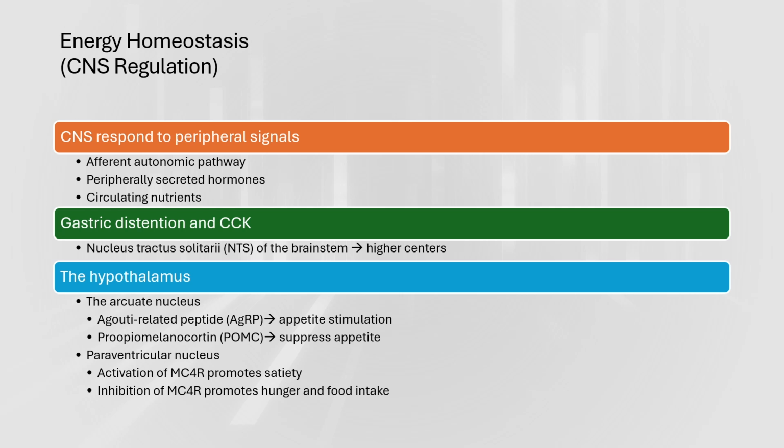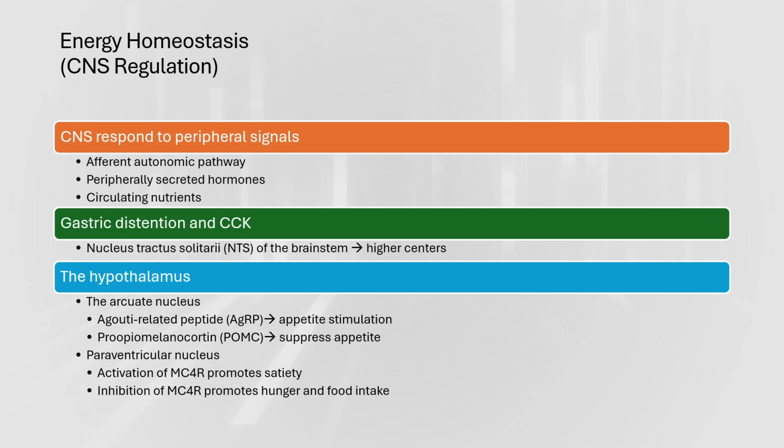The central nervous system responds to information received from the peripheral signals to maintain energy balance. The three main sources are the afferent autonomic pathway, mostly via the vagal afferents, the peripherally secreted hormones, which we covered in the last slide, and circulating nutrients like free fatty acids.